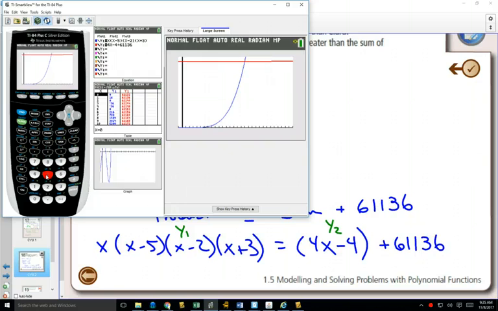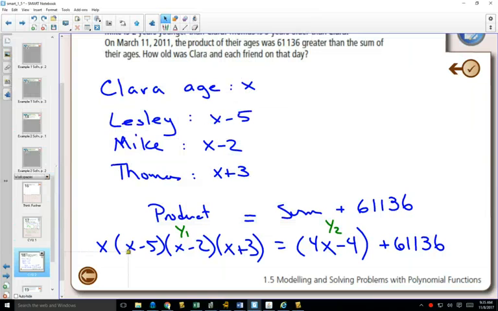Number 5 is where do they intersect? Push enter on the first curve, enter on the second curve, enter when it says guess. And we find out that X is 17. So Clara is 17 years old.